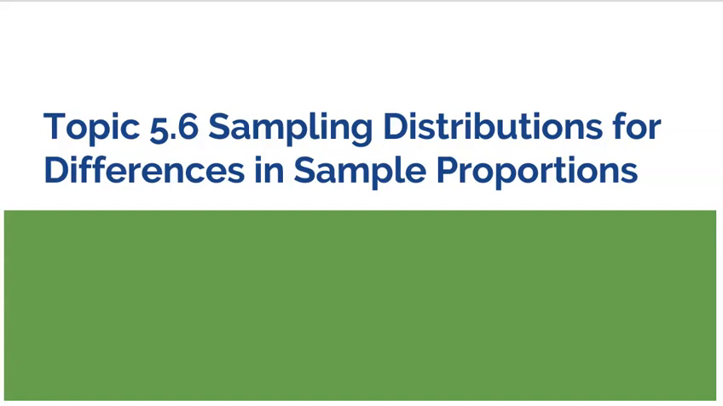So we just got done looking at a sampling distribution for a sample proportion, right? So we knew the true proportion, and we were trying to determine what all possible p-hats could look like. Well, we're going to do something very similar in this video, but we're not going to look at one population's proportion. We're going to look at the difference between two population proportions.